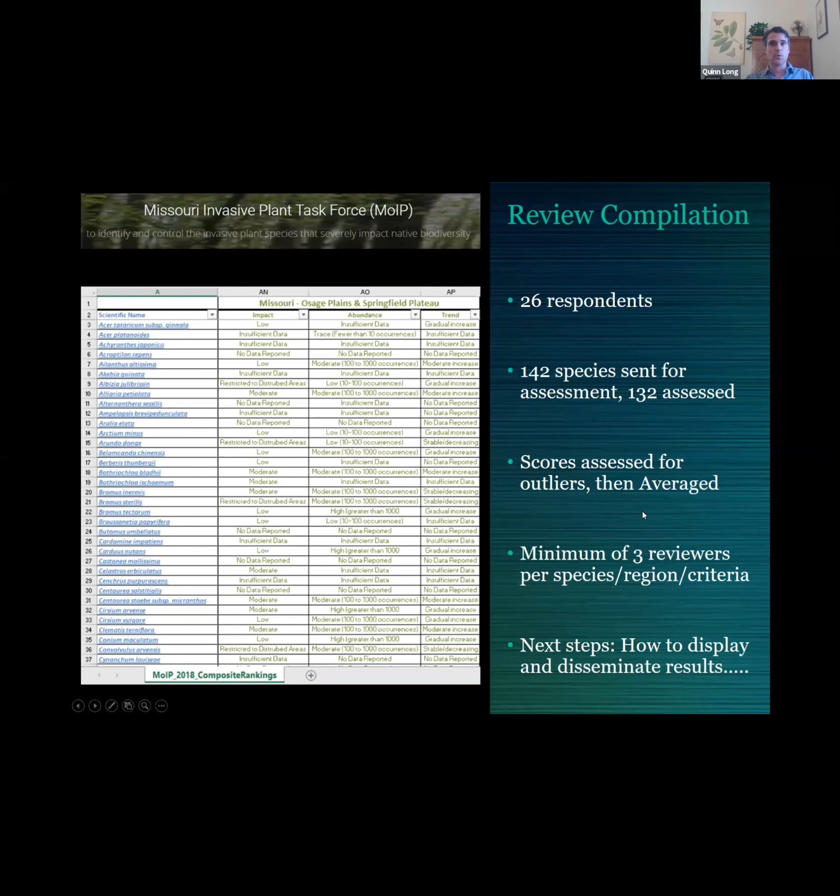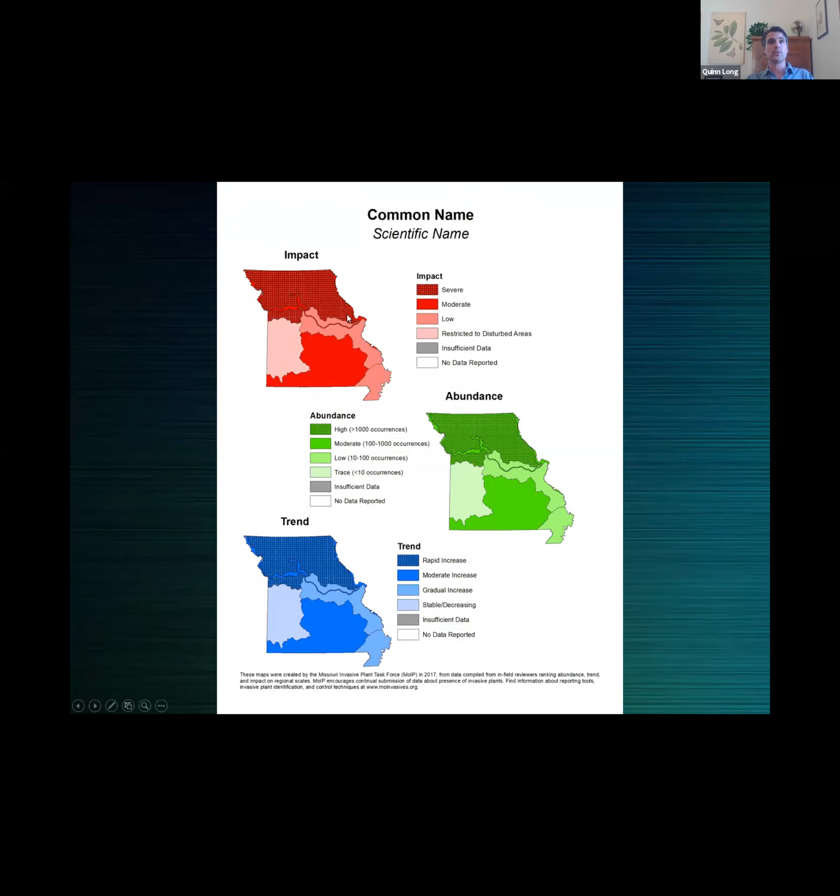We then looked at the scores for outliers, trying to make sure we didn't have any errant keystrokes throwing off the ranks. And we did require that there were a minimum of 3 reviewers per species per region for each criteria. We didn't want this assessment to be based on one lone individual's opinion, no matter how expert that opinion might be. And so here you see an example of the maps for impact, abundance, and trend.